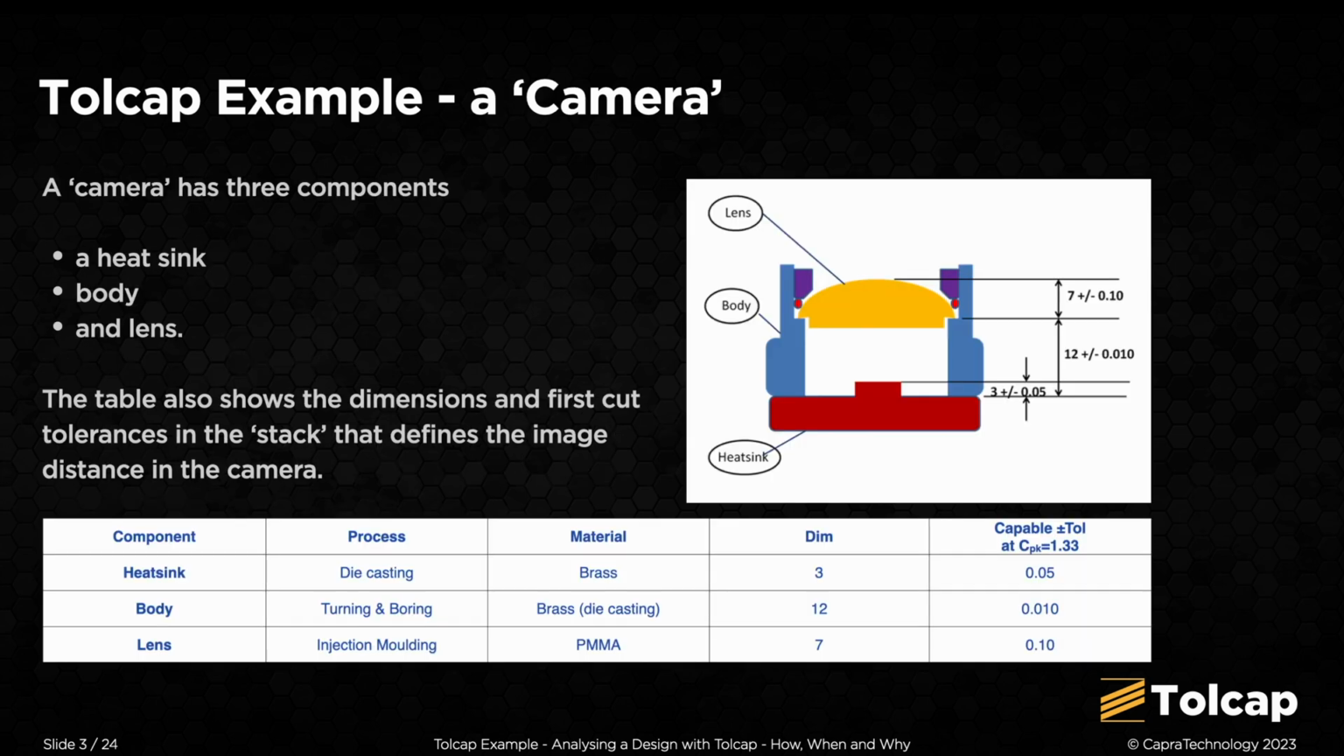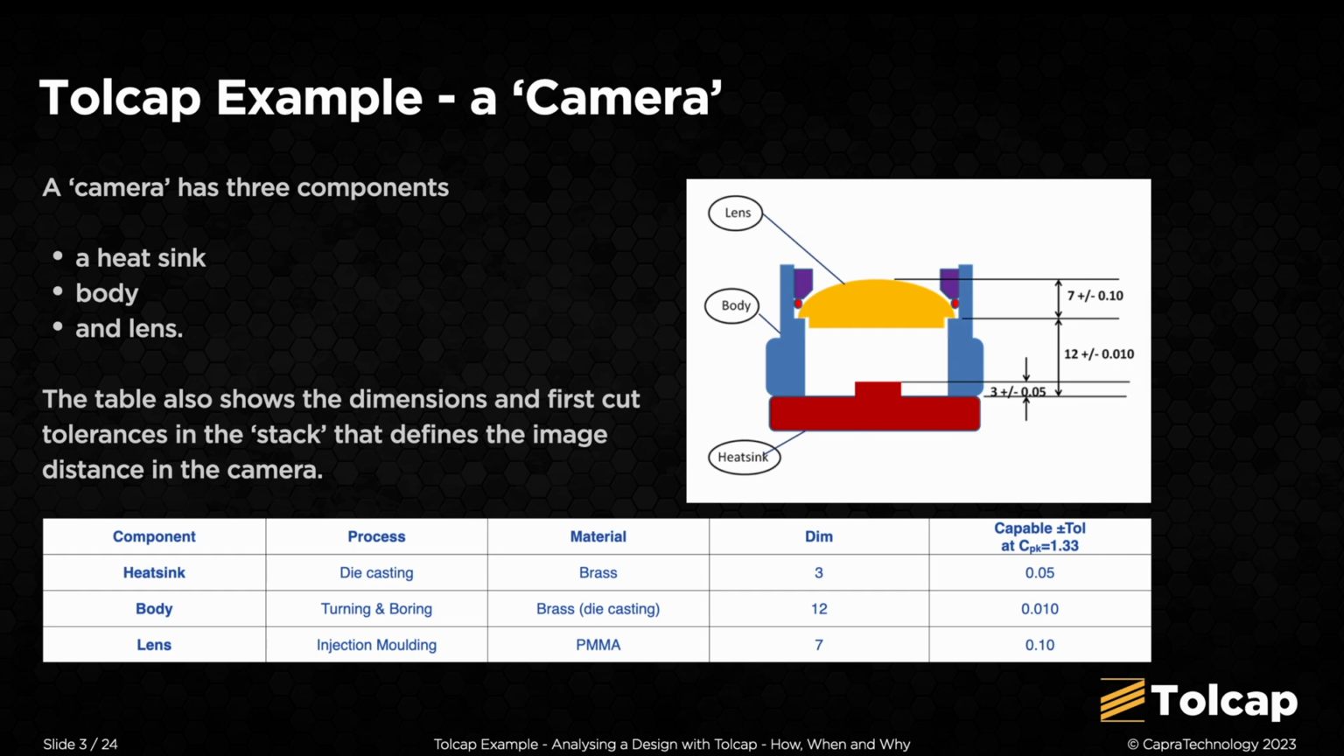Here's the example. It's a camera of some sort, and it has three components: a heatsink, a body, and a lens. The table shows the dimensions and first cut tolerances in the stack that defines the image distance in the camera. The heatsink dimension, 3 mm plus or minus 0.05, is the height of a raised platform for a photodiode array that is connected to a surrounding printed circuit board.